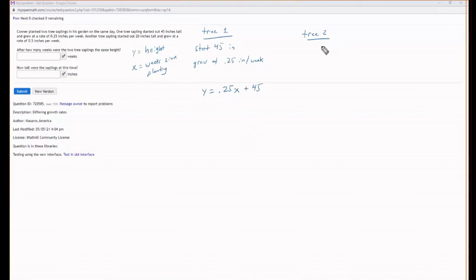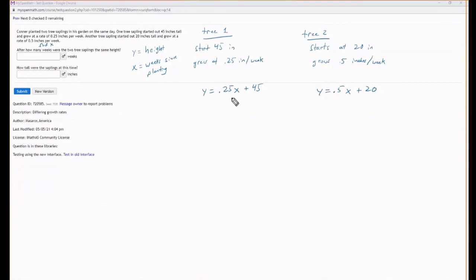The second tree starts off at 20 inches, and it grows at a rate of 1/2 an inch per week. So I could write an equation, y equals the slope, 0.5, times x, plus 20. Okay, so first question, after how many weeks, which is saying find x, were the two tree saplings the same height?